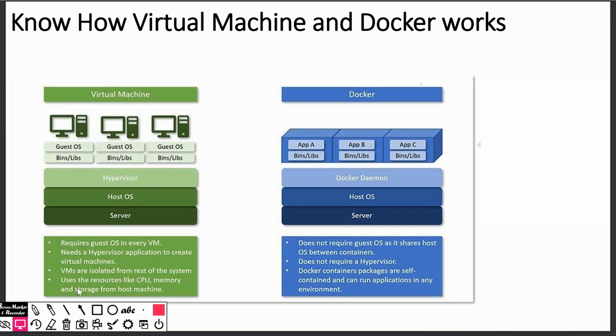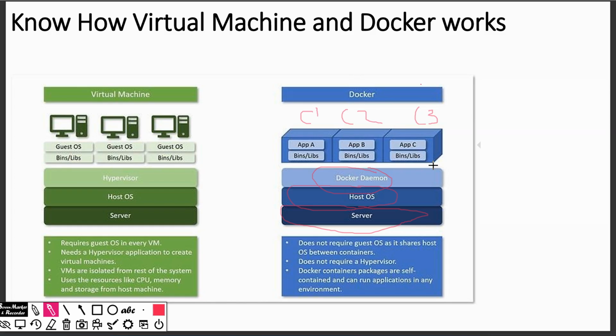Here in Docker, what will happen? In the similar way, we have the bare metal server. On top of the bare metal server, I am going to install the operating system. On top of the operating system, instead of installing the hypervisor, what I will do right now is install the Docker daemon or Docker engine. On top of the Docker engine, I can create the containers C1, C2, C3.